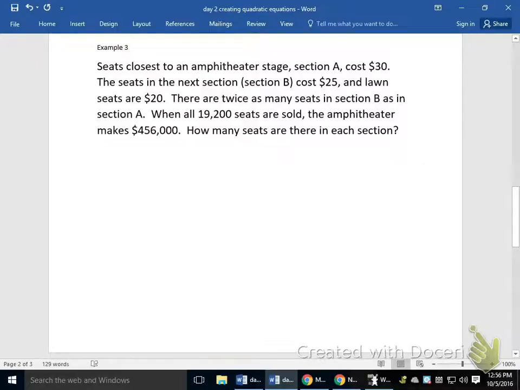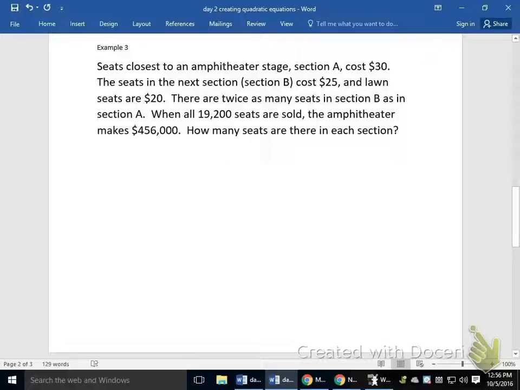Section A costs $30. So those are the best seats. Then as you go further away, section B seats cost $25, less expensive. Then the lawn, which is where I sit for concerts, is $20 a piece. And those are my people. They're there to have fun, and we're back in the lawn, and we're having fun.